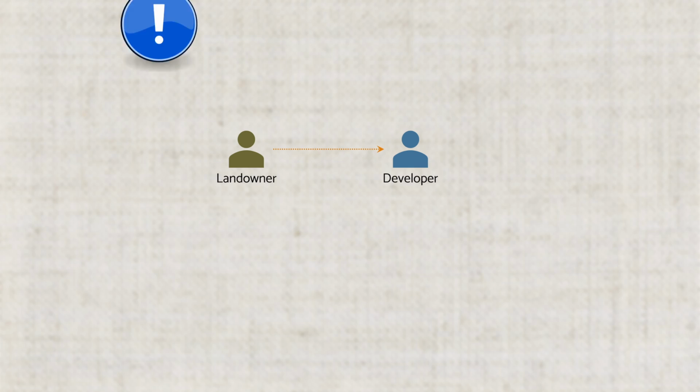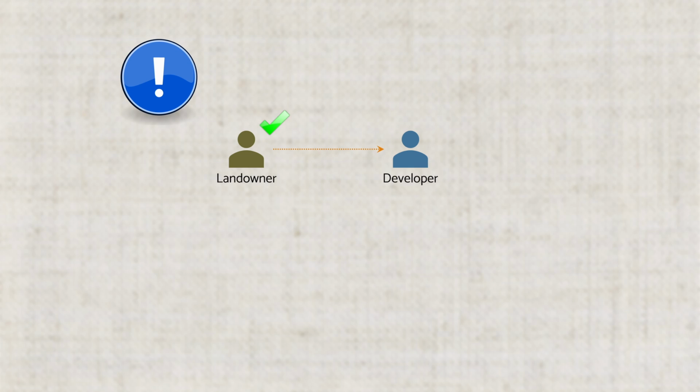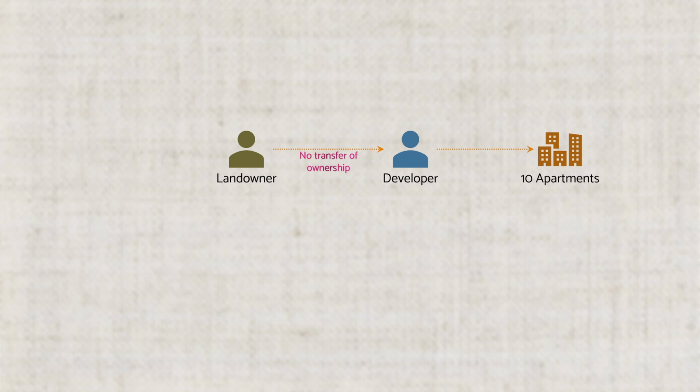To have a better understanding of this, let's consider a scenario. Let's say you're the landowner and you give your land to the developer. Remember, at this point in time, you are still the owner of the land. In other words, ownership is not yet transferred. Now, this land is given to the developer to construct, say, 10 apartments. Necessary approvals, registration, marketing, etc. in connection with construction of the 10 apartments would be the developer's responsibility.